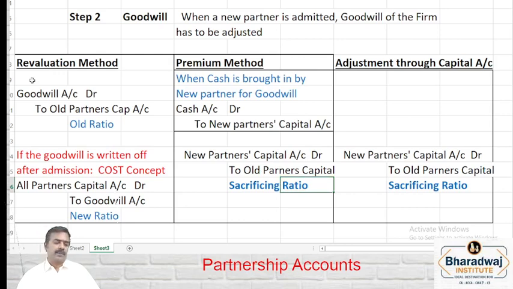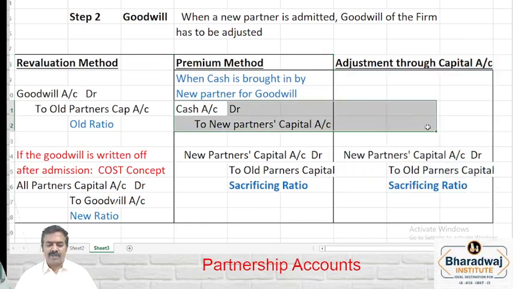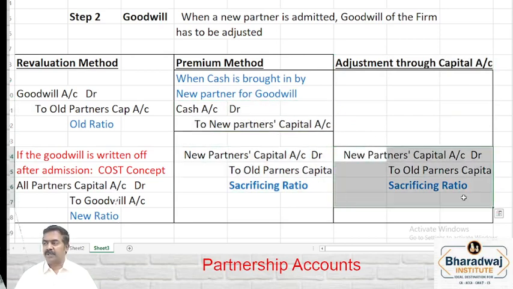How to identify in the exam question? If they say that goodwill is raised, then go for the revaluation method. If the new partner brings in money for goodwill, go for the premium method. If no goodwill is raised in the books and no money is brought in, then just adjust in the capital account. The only difference: here cash is brought in and shared, here we adjust capital, that's all. We'll see a question where you will understand better.